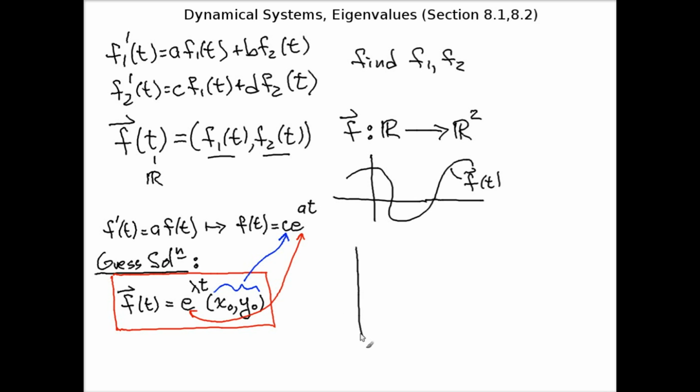And the picture is the following, that you have some vector. This is the vector x naught y naught. And then f of t is what? Well, you're multiplying this vector by some scalar. And, for example, if lambda is positive, as t goes to infinity, this scalar is getting bigger and bigger and bigger. So you should think as you're moving exponentially along this line. This is f of t.